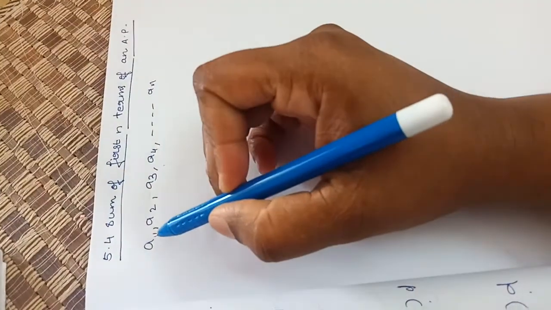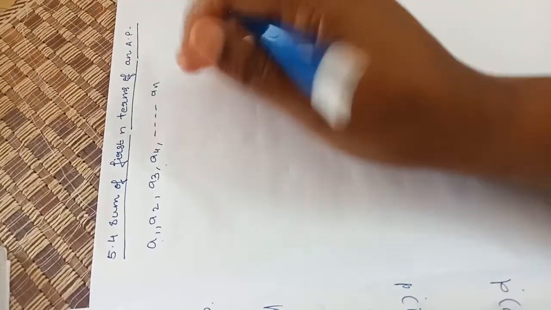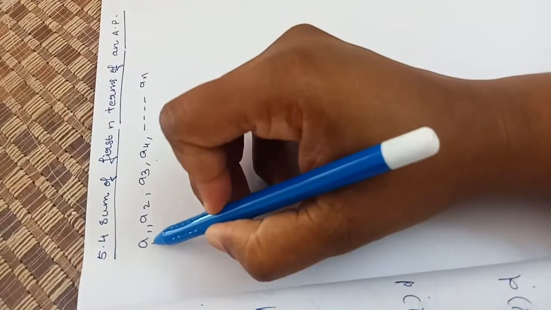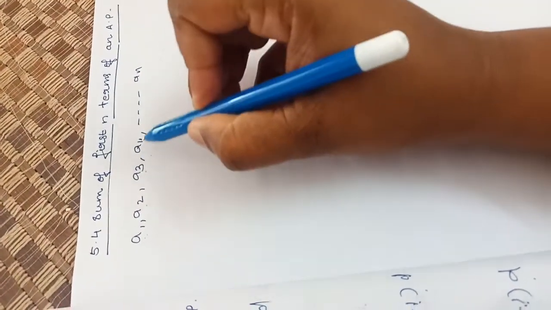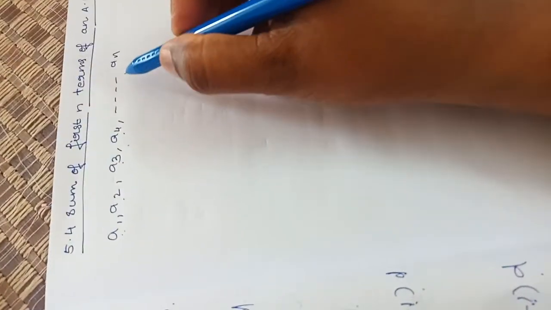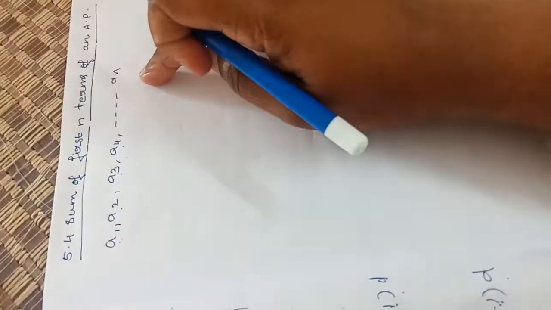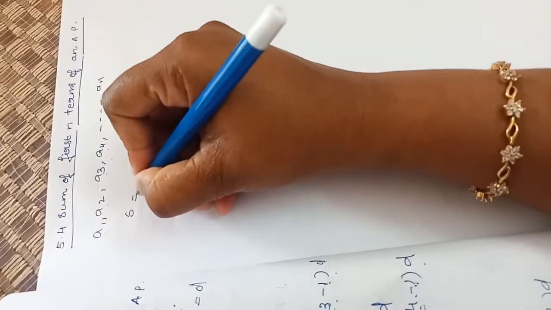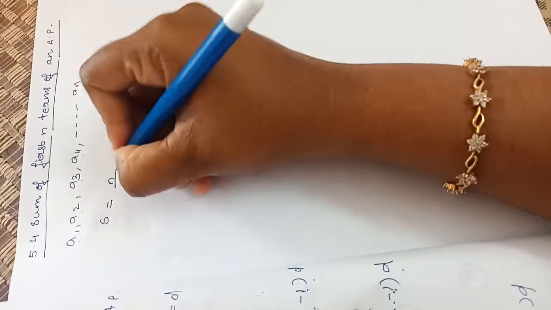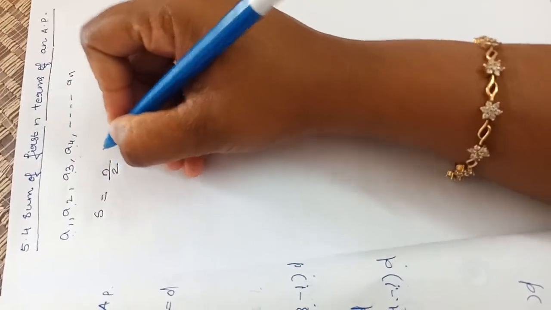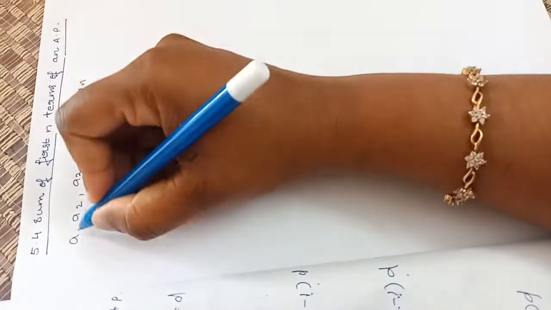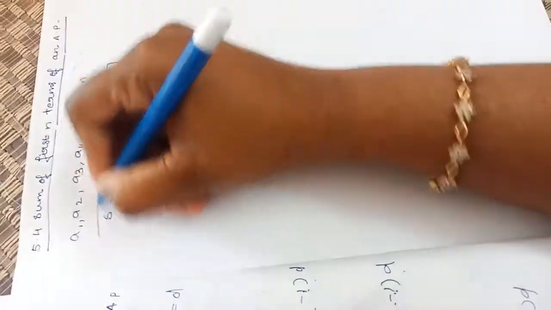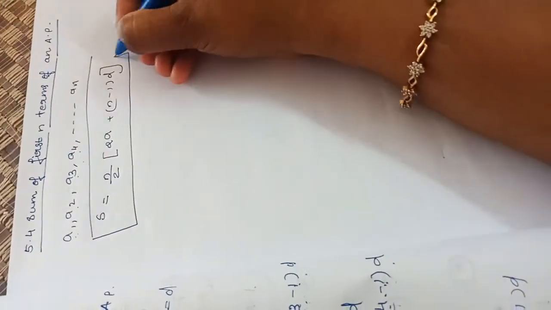So if you have an AP like this, a1, a2, a3 until an, if you want to find out the sum of all these terms, a1 plus a2 plus a3 plus a4 plus etc. till an, that is the meaning of sum of all these terms. Okay, so you can apply one equation, that I am giving you now. S is equal to, S means sum of the terms, n by 2, total number of terms divided by 2, into 2 times of first term, 2a plus n minus 1 into d. This is another equation.